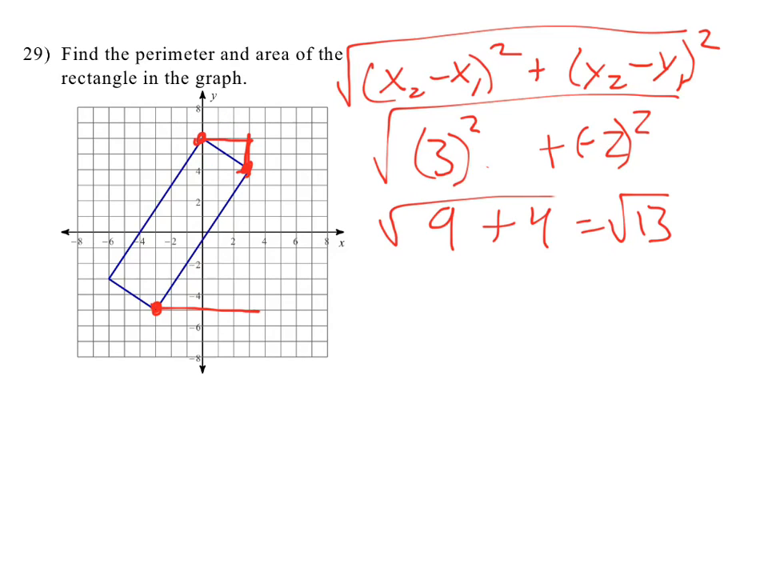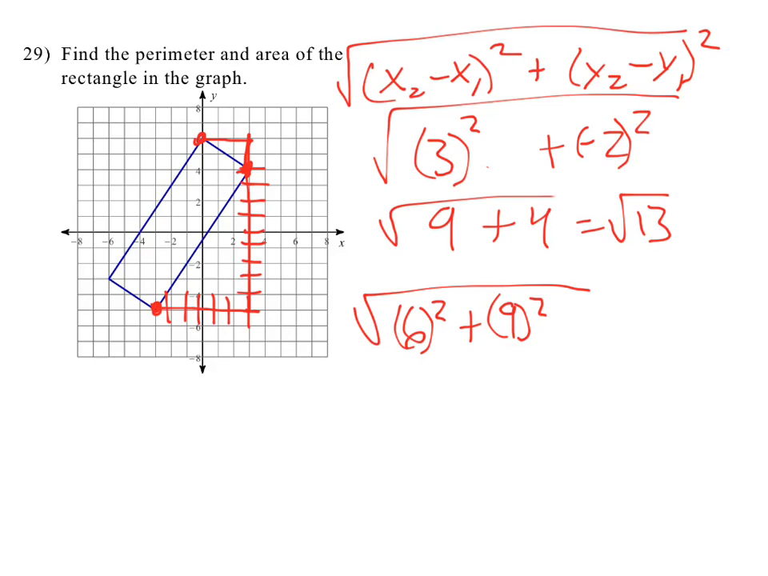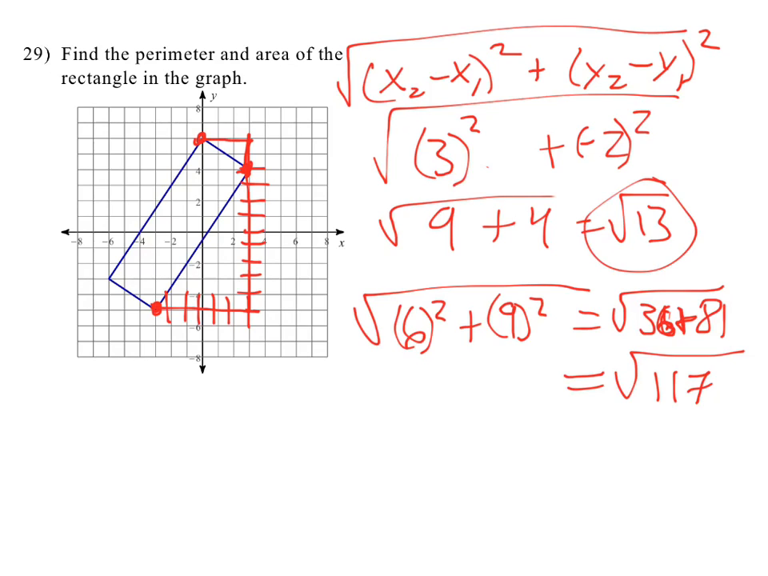And I'm going to get this next side using the same method. I need to go right 1, 2, 3, 4, 5, 6. So I'm looking at 6 squared. And then the rise, 1, 2, 3, 4, 5, 6, 7, 8, 9. 9, I'll need to square that. When you square both of those, you'll get 36 and 81. And so that's going to be the square root of 117. So now I have these two lengths, square root of 13 and then the square root of 117.